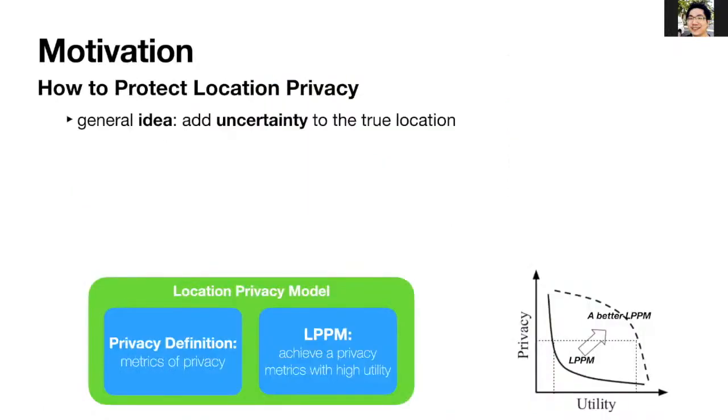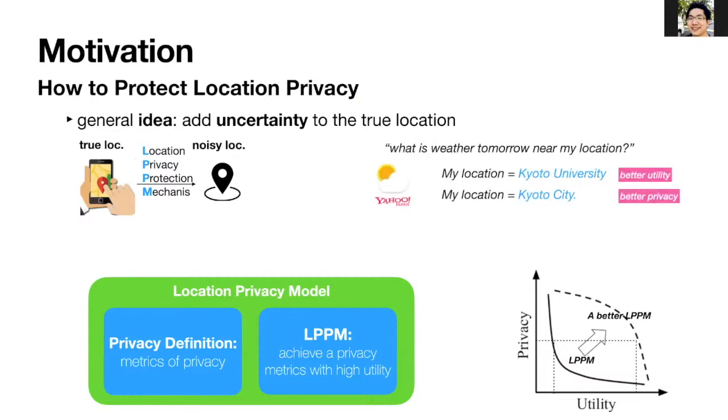So the question is how to protect location privacy. The general idea is to add uncertainty to the true location before sending to the third party or any untrusted party. And the algorithm in between is called LPPM, Location Privacy Protection Mechanism, which transforms the true location to a noisy one by adding randomness.